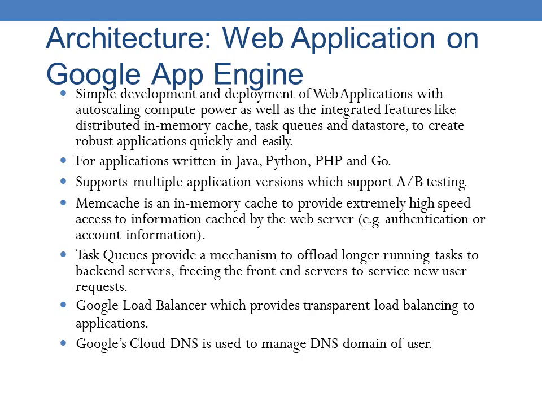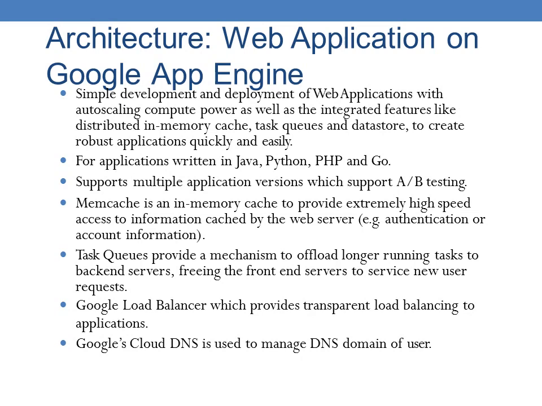Now, web application on Google App Engine. Google App Engine offers simple development and deployment of web applications with auto scaling, compute power, as well as integrated features like distributed in-memory cache, task queues, and data storage to create robust applications quickly and easily, for applications written in Java, Python, PHP, and Go. It supports multiple application versions, with support for A/B testing. Memory cache is an in-memory cache that provides extremely high-speed access to information cached by the web server, for example, authentication or account information.